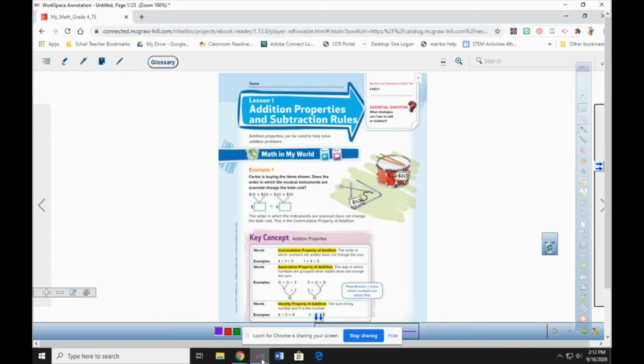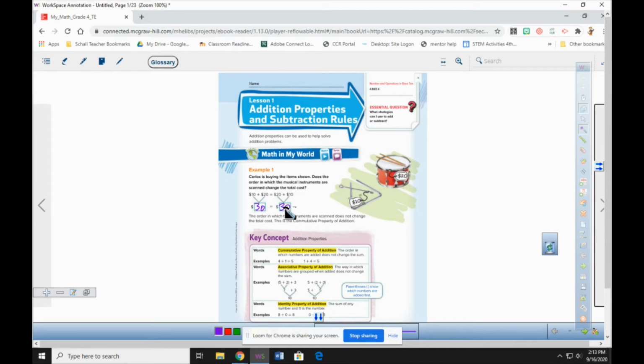Carlos is buying the items shown. Does the order in which the musical instruments are scanned change the total? If they scan the triangle first, which is $10, and then the drum that's $20, we will get $30. If they scan the drum first for $20 and then the triangle for $10, we will still get $30. In this case, we can see that it didn't matter which order we added them in, we still got the same number. And since all they did was switch the order and there were two numbers we were adding, this is commutative property of addition.